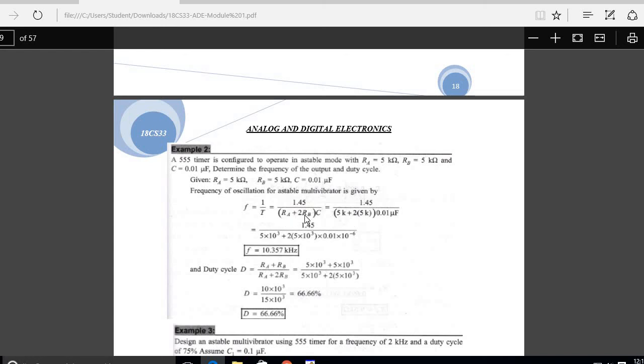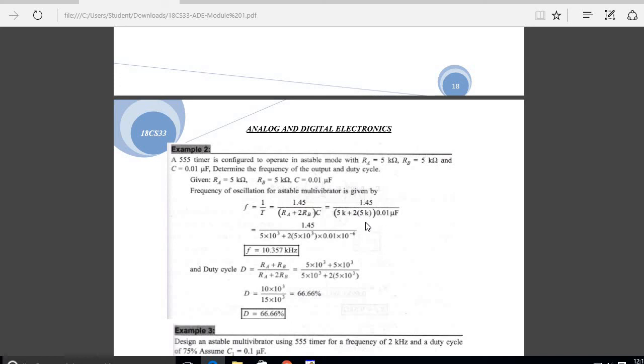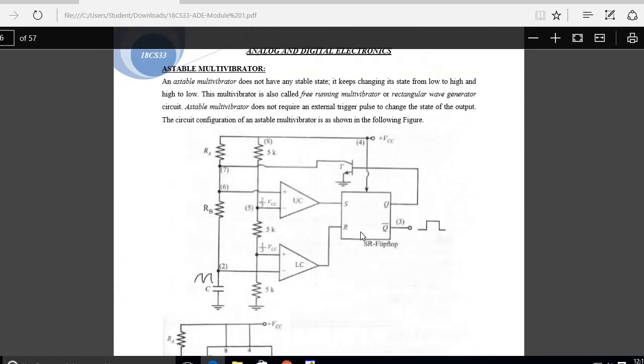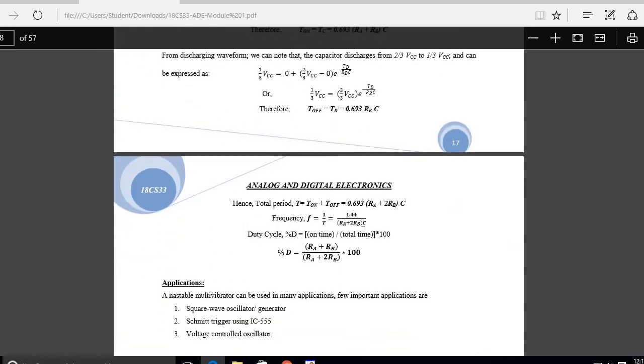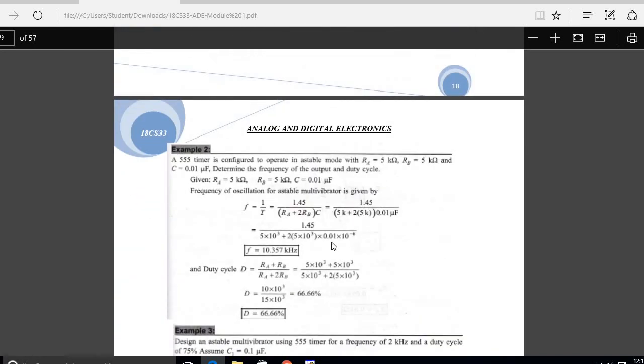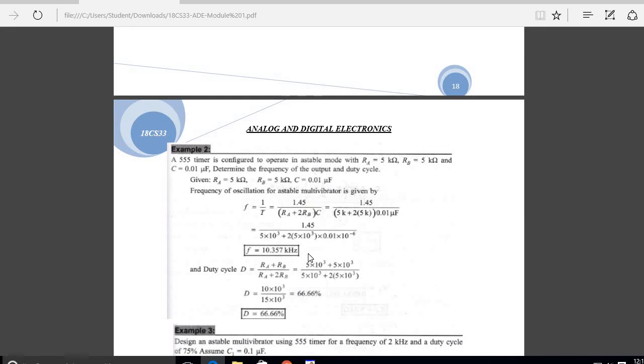1.44, and RA, RB is what? 5 kilo ohm, 5 kilo ohm has been given. So after substituting values, RA plus 2RB, and the formula has 2RB here. After substituting the values, directly I will be getting the frequency as 10.357 kilohertz. Okay, after substituting those values, just simplify in the calculator and you will get the value. But you have to remember the formula, that is very important.